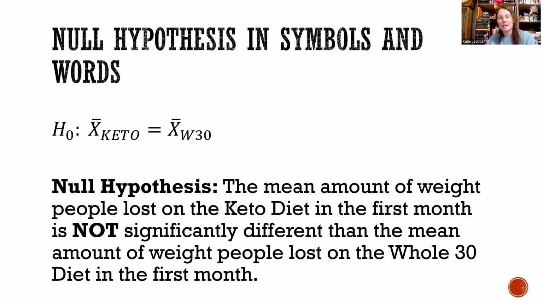So then we can translate that into words. Null hypothesis: the mean amount of weight people lost on the keto diet in the first month is not significantly different than the mean amount of weight people lost on the Whole30 diet in the first month.